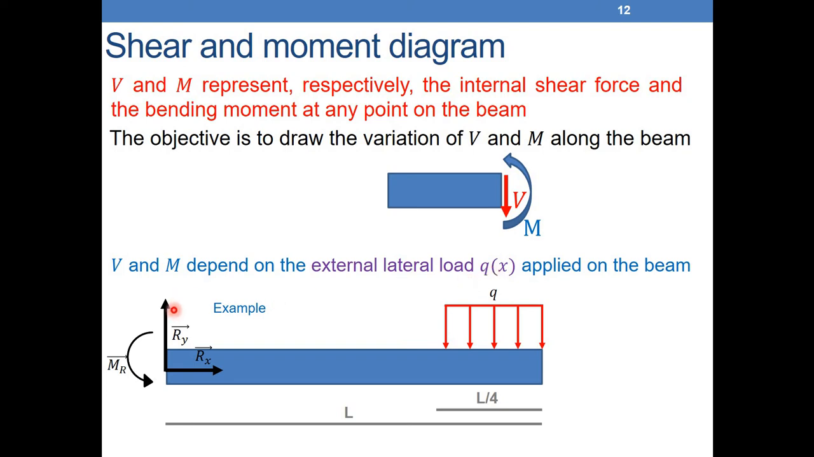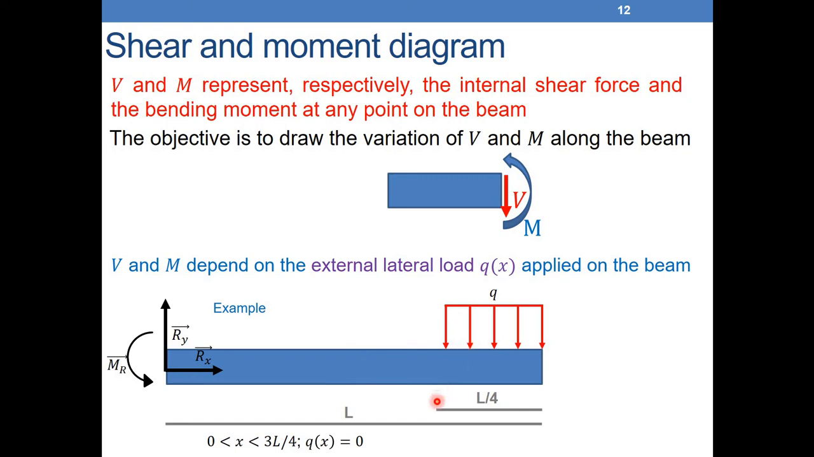So let's take this example here, the example that we just studied. For example, between the point 0 and the point 3L over 4, before we have the Q here, what's the external load? Do we have any external load here? No, we don't have any external load here. The beam is not subject to any lateral force. So we can see that between 0 and 3L over 4, the external lateral load is 0. So Q of X is equal to 0 here.